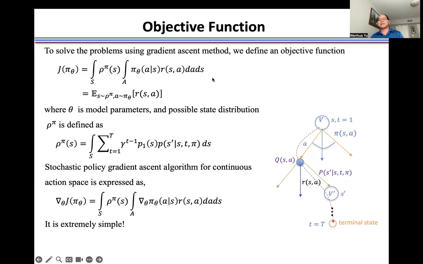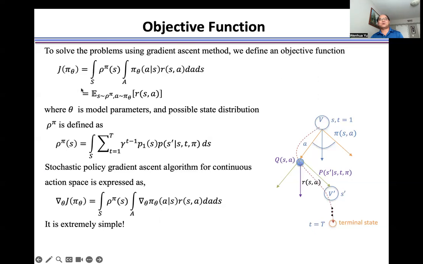And the second part is related to the policy and the reward. That means at this state, under this policy, we take this action, and following one of the state transition probabilities, we receive the reward R. Here theta is the model parameters.